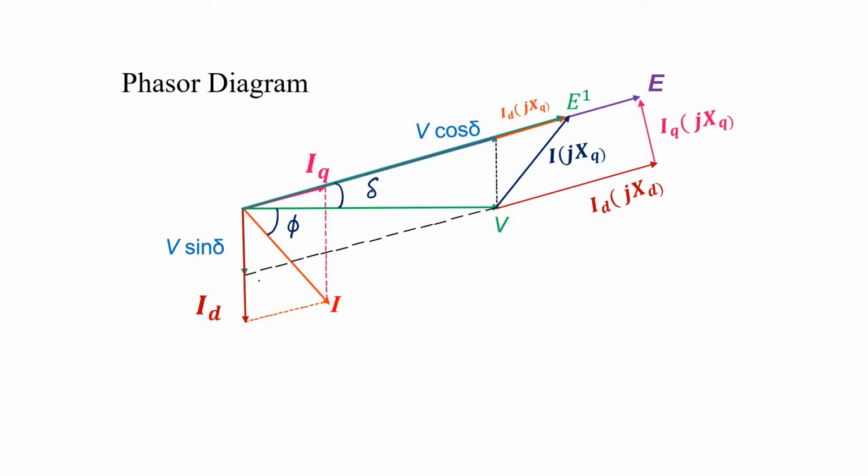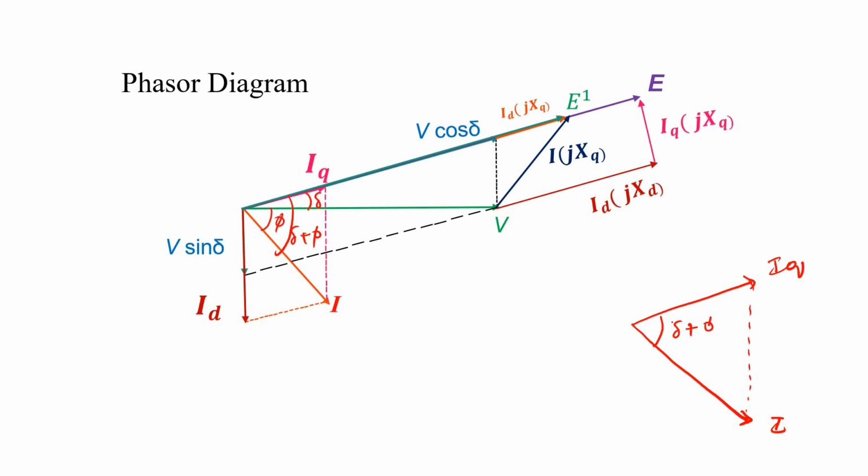From this, I want to get the relation between the ID, the direct axis current, and I, the resultant current. If this is del and this is phi, this total angle will be equal to del plus phi. From here to here, this will be equal to del plus phi. Now let me draw this portion so that we won't have any confusion. So this is IQ and this is I. So here we have the del plus phi angle.